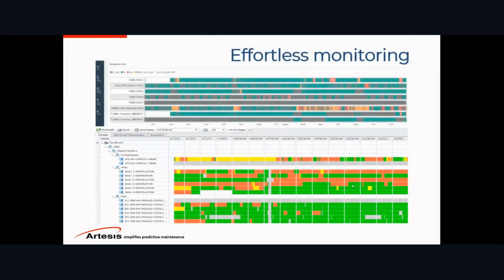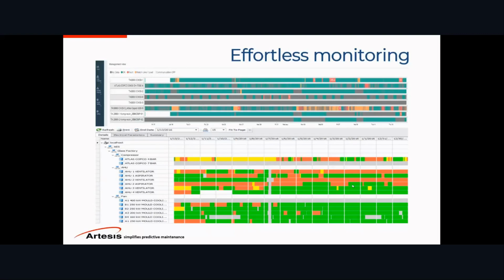So starting with the effortless monitoring, what this would mean for the users is that, basically, it eliminates a lot of manual data analysis. It monitors the rotating equipment for you whenever there is an issue or an issue starts to develop, whether it's mechanical or electrical.